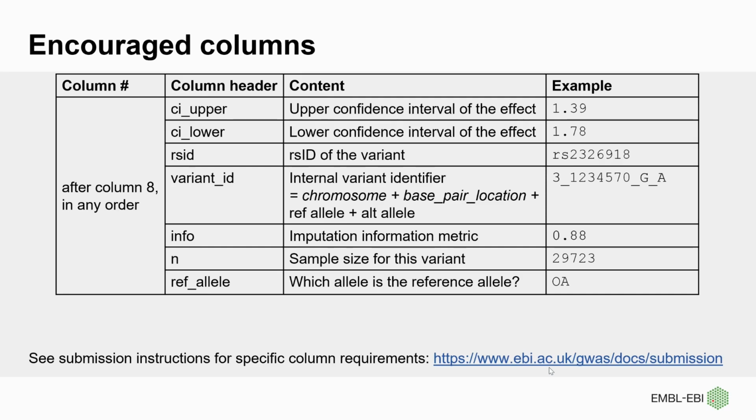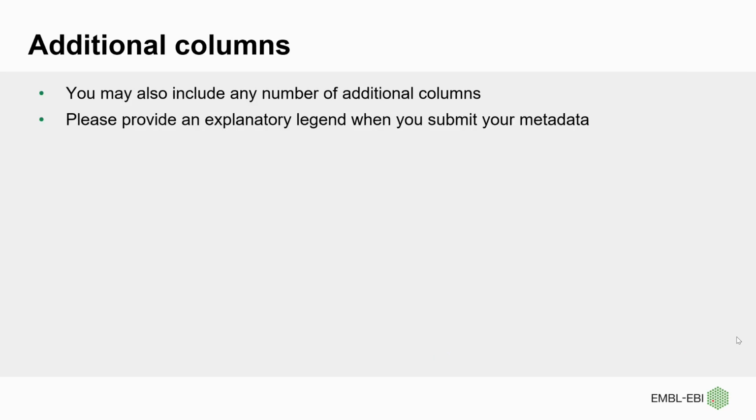Next is the info or imputation information metric. N is the sample size for this variant, and ref allele is a column to indicate which of the 2 alleles that you reported, the effect and the other, which of those is the reference. And there is more detailed information and instructions about specific column requirements in our documentation on the website. Finally, you can include any number of additional columns that are important for your results. These won't have standardized column names, so instead we ask you to provide an explanatory legend along with your submission, which I'll go over a little bit later.